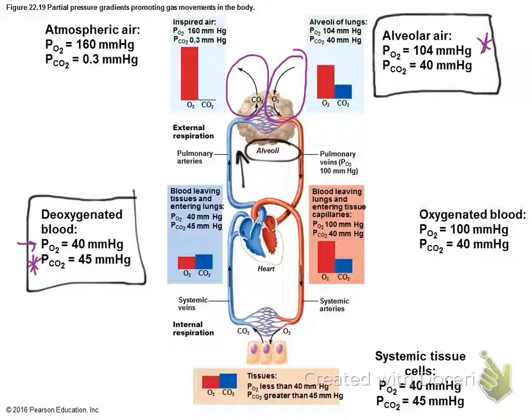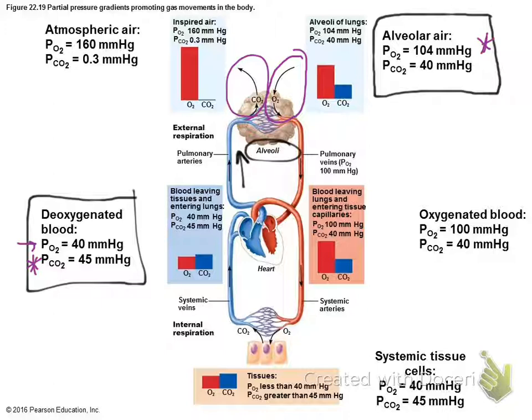Notice if you compare the partial pressure values, the difference for carbon dioxide is almost nothing, especially compared to the difference for oxygen. But yet I told you that we see the same number of carbon dioxide molecules moving as we do oxygen. Why was that again? Because of the solubility. Who's more soluble? Carbon dioxide. So it does not need as steep of a gradient.